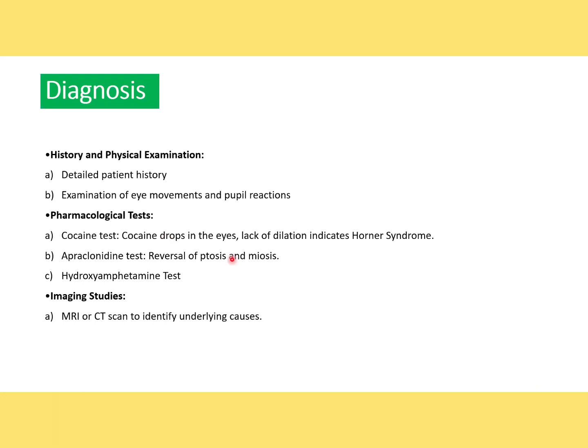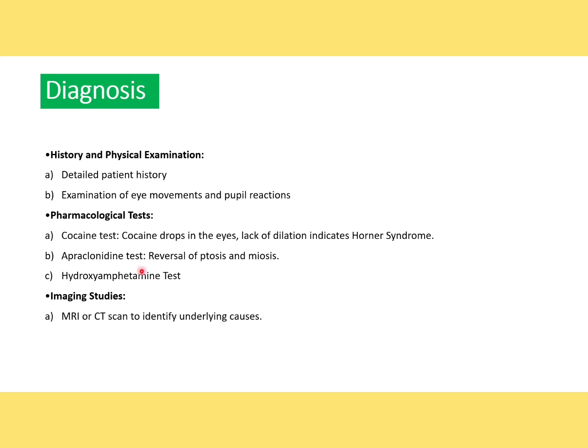Now, how to diagnose it? First of all, history. Assess for any kind of recent trauma, surgery, or symptoms like headache, neck, or shoulder pain, which might point to potential causes. So that is very important. If I talk about the physical examination, then in the eye examination look for ptosis, that I told you about, the droopy eyelid, constricted pupil, or decreased sweating on the affected side. And also, you need to look at the facial symmetry.